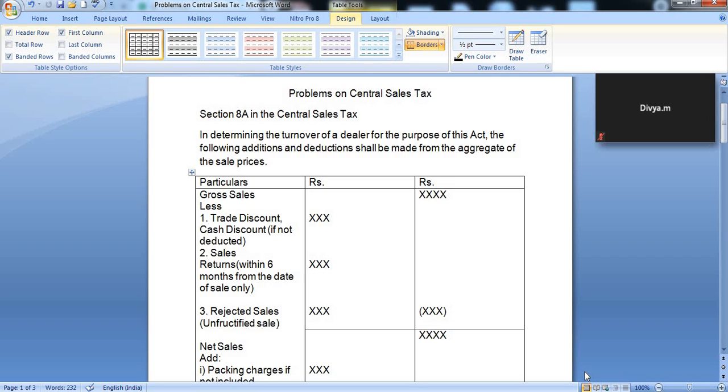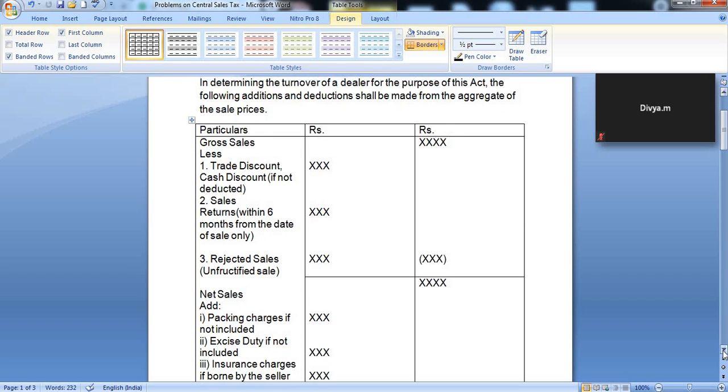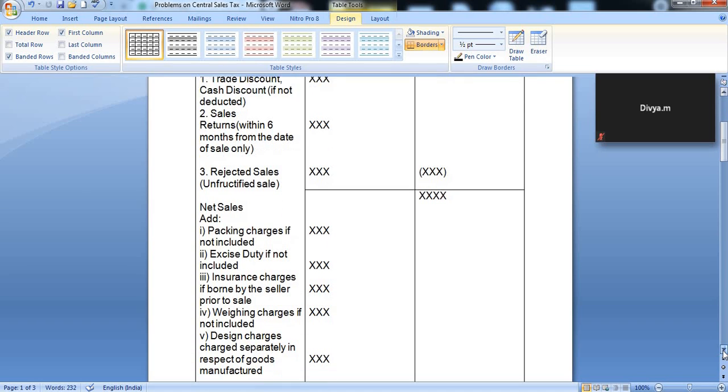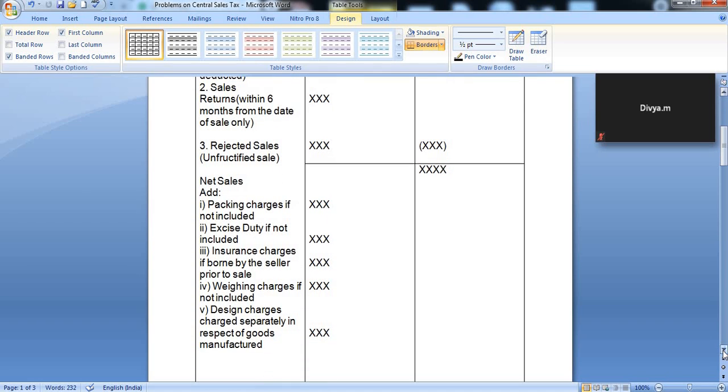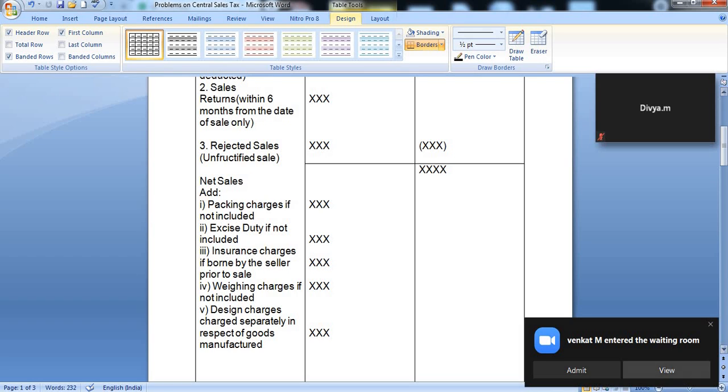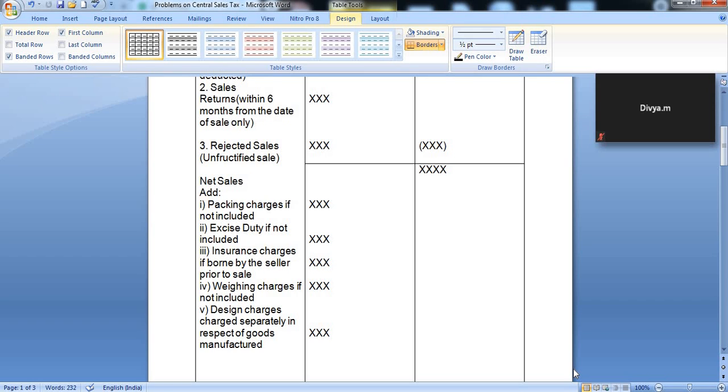So these three things you have to deduct from the gross sales. Gross sales is given in the question. So from that you deduct all these three. Okay, you get the net sales figure. To the net sales figure, you have to add packing charges if not included. Then excise duty also you need to add if not included.